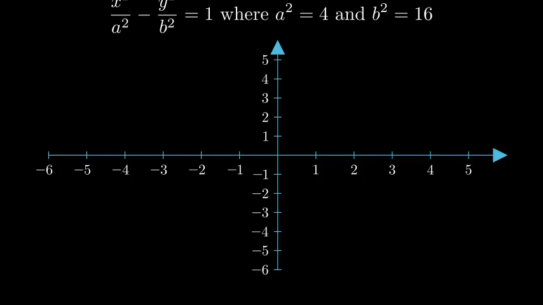Let's identify the center, vertices, and transverse axis. The center is at the origin 0, 0. Since a equals 2, the vertices are located 2 units to the left and right of the center at points -2, 0 and 2, 0. The foci are located at c units from the center, where c squared equals a squared plus b squared. In this case, c equals 4, so the foci are at points -4, 0 and 4, 0.